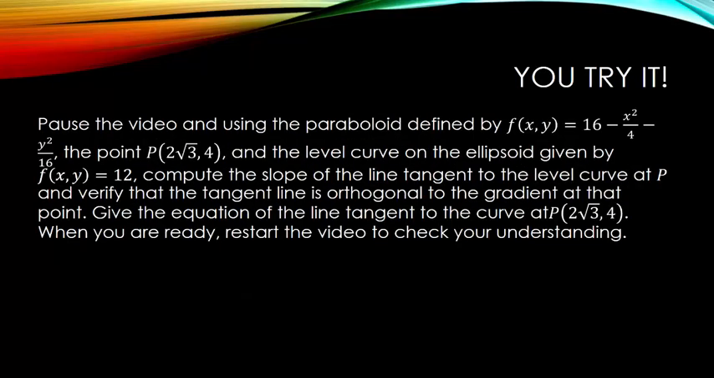Now you get to try it. Pause the video and, using the paraboloid defined by the function f(x,y) = 16 - x²/4 - y²/16, and given the point P with the coordinates (2√3, 4), and the level curve on the ellipsoid given by f(x,y) = 12, compute the slope of the line tangent to the level curve at the point P, verify that the tangent line is orthogonal to the gradient at that point, and give the equation of the line tangent to the curve at the point P with coordinates (2√3, 4). When you're ready, restart the video to check your understanding.